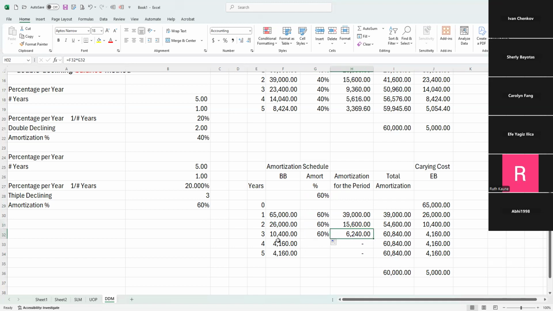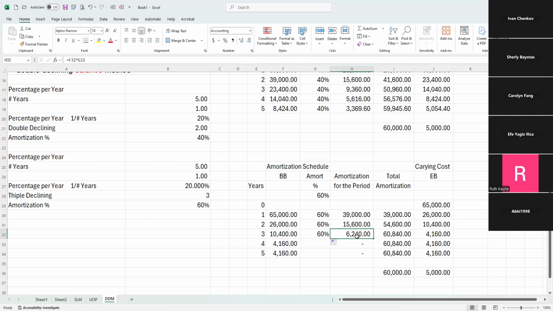And in year 3, where is my carrying balance? Below 5K. Can it be below 5K? No. So what do we have to do? Take over calculations. That's where I want you to be. You're taking over the calculations now.